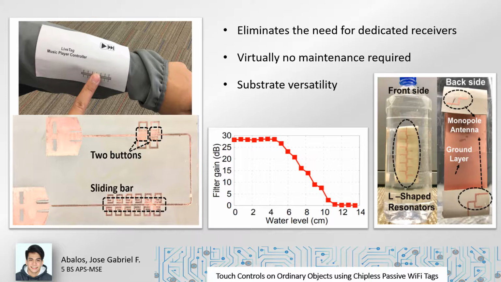Taking a closer look at the substrates, LiveTag makes use of very thin and flexible materials such as ceramic PTFE laminates. Examples of these characteristics can be seen in the flexible music player tag that is located on a sleeve of a shirt. The tag wraps around the sleeve securely and does not get in the way of normal tasks. Another example would be the water level detector located inside a bottle. The tag can be seen to have an increased filter gain with low water levels, while when the bottle is relatively full, the filter gain is zero.